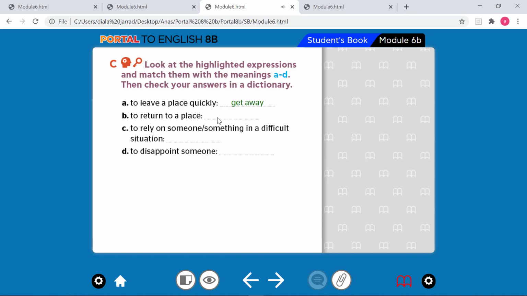These we call phrasal verbs. To return to a place, head back. To rely on someone in a difficult situation, count on. To disappoint someone, to let somebody down.